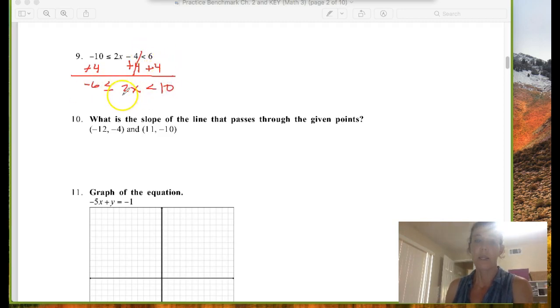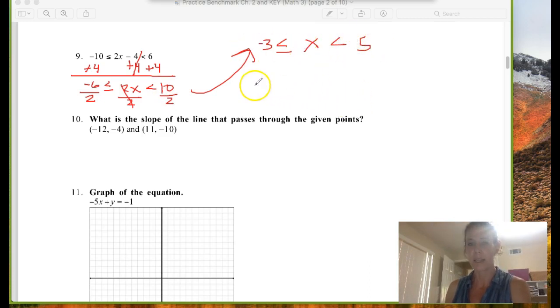Now my next step is to divide by 2. And if I do it in the middle, I do it to all 3 sides. And then that eliminates that, and I'm going to write it up here. -6 divided by 2 is -3. You got your inequality. The 2's go away, and I'm left with x in the middle. That was my job. And then I've got my inequality, and then 10 divided by 2 is 5. So I've solved this. This is an and inequality.